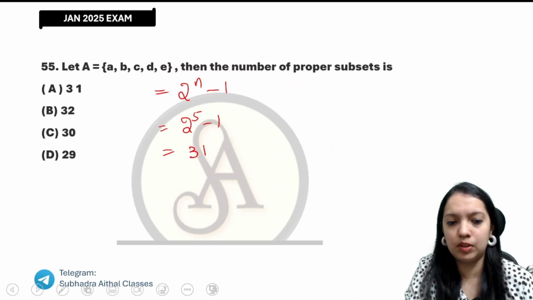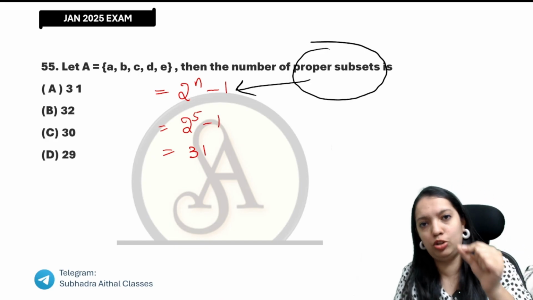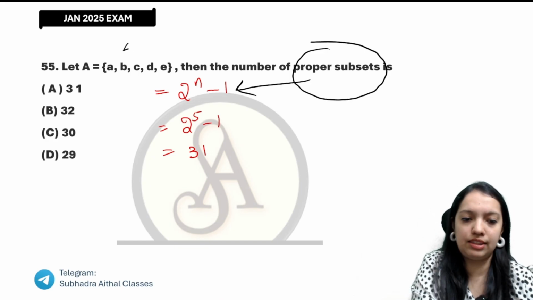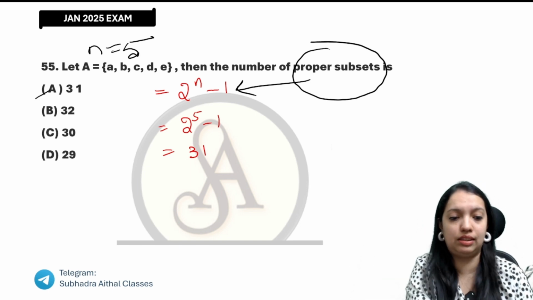Next. It is a question from sets. The number of proper subsets is given by the formula 2 to the power n minus 1. I can see that there are 5 elements. So 2 to the power 5, 32, minus 1, 31.